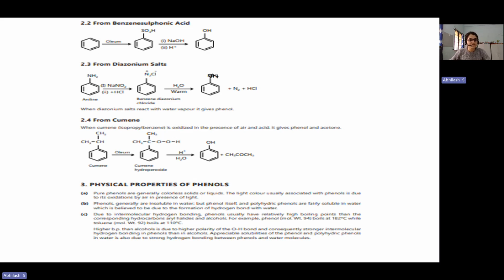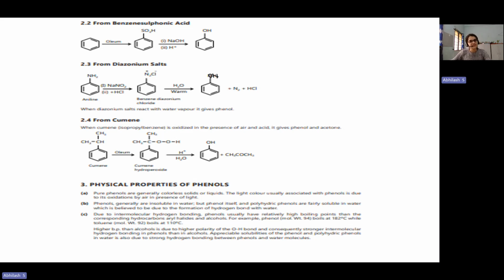And we can prepare phenols from cumene also. Cumene has an isopropyl group directly attached to the benzene ring. When this cumene reacts with oxygen, it gives cumene hydroperoxide. When this cumene hydroperoxide reacts with acid and water, it leads to the formation of phenol and acetone as a byproduct. These are the basic methods for the preparation of phenols.